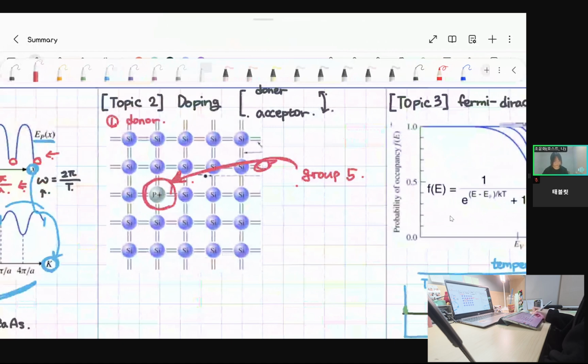Phosphorus has 5 peripheral electrons. So if we make a covalent bond with silicon, there is an extra electron here. So we can call this a carrier. And in the donor doping case, the carrier is the electron.